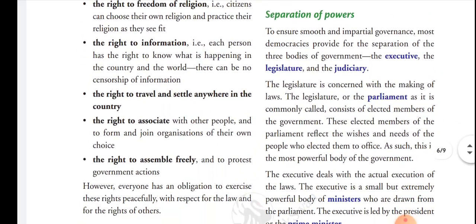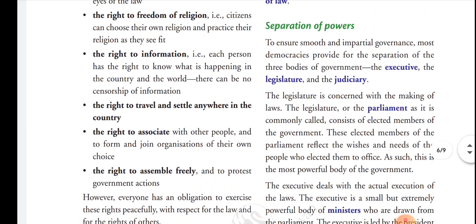Next one is the separation of powers. Here, to make the democracy process or government process run smoothly, the government is divided into three main bodies.